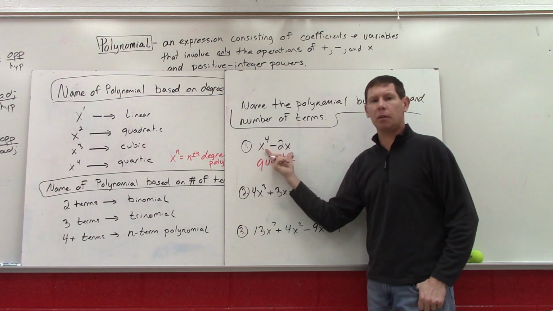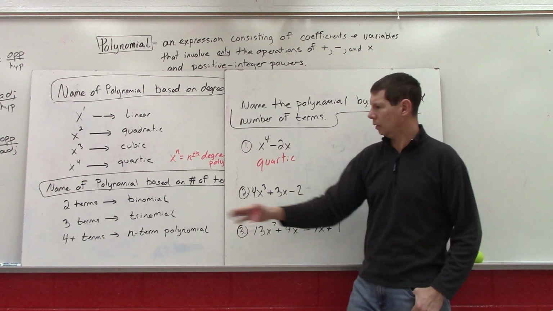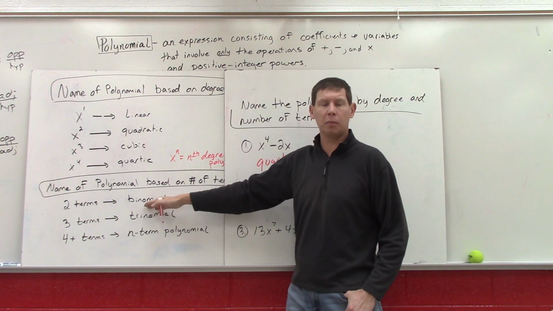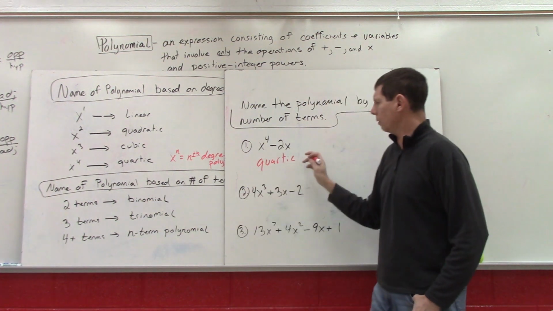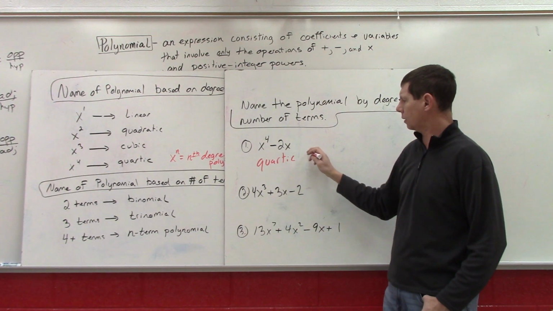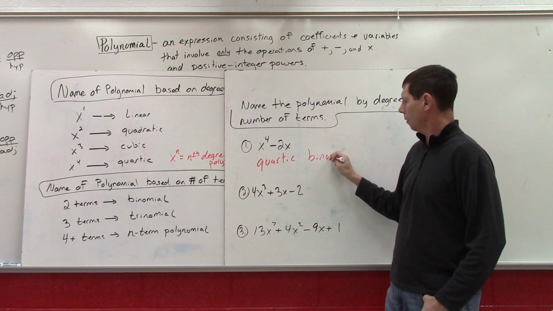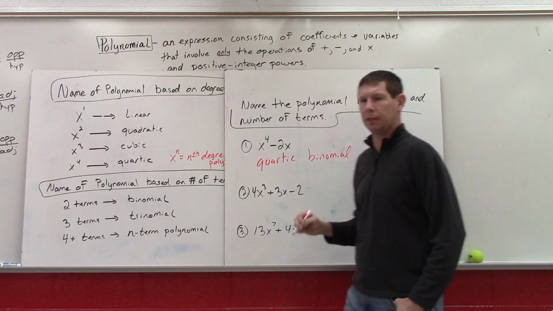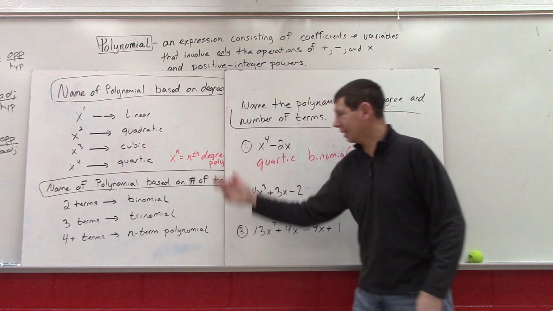In the number of terms we see here, there's 2 of them. Well, 2 terms is a special type of polynomial. We call it a binomial. So if we're going to be asked to name this by the degree and the number of terms, we'd call this a quartic binomial. Not bad, right? We got a little checklist here.